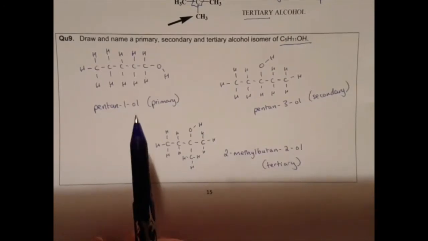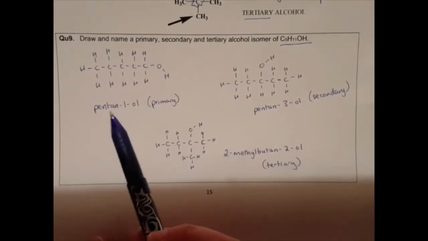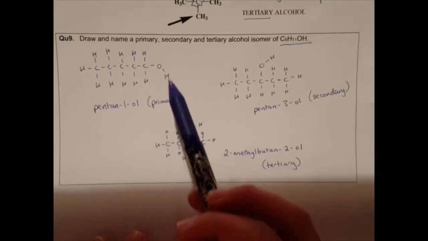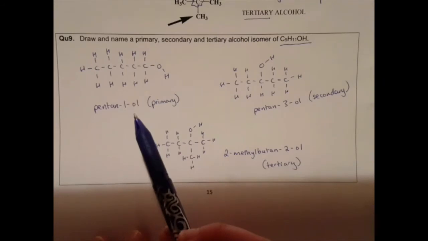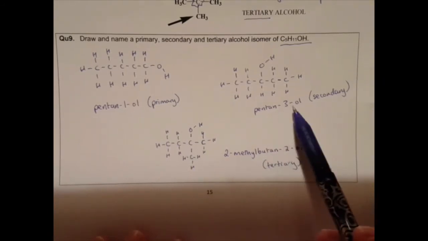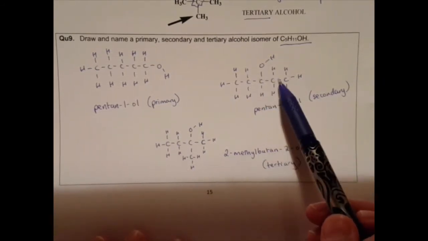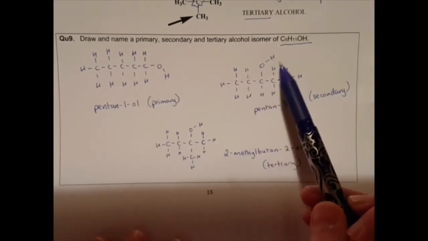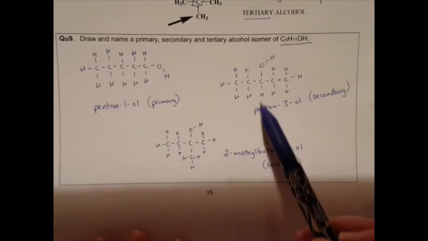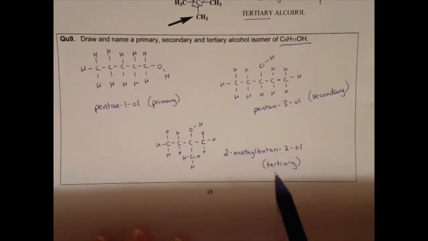Okay, so here's what I've written here. I've gone for pentan-1-ol for my primary, although you could have had any isomer as long as the OH group, the hydroxyl group, is at the end of the chain. I've gone for pentan-3-ol for secondary. You could have gone for pentan-2-ol or a branched version if you wanted, as long as the hydroxyl group is within the chain but not at a branched position, because that would make the alcohol tertiary.